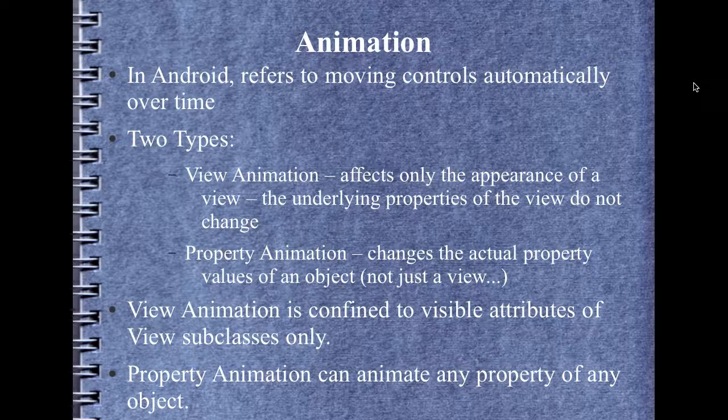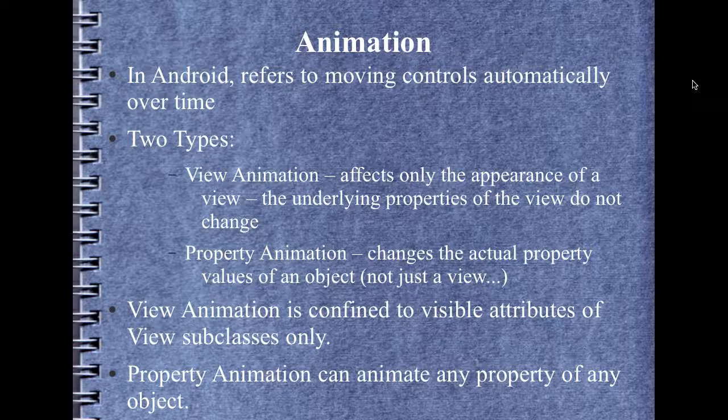In Android, animation refers to moving controls or objects or some property of an object, let's say, automatically over time. And there are two types. The first type is view animation, of course, and this affects only the appearance of a view. The underlying properties, the attributes of that view, do not change over time. So what we see with view animation is, let's say we move a text view or a button or something, a label, across the screen. When it gets to the end of the animation, it doesn't remain there. It snaps back to where it really is.